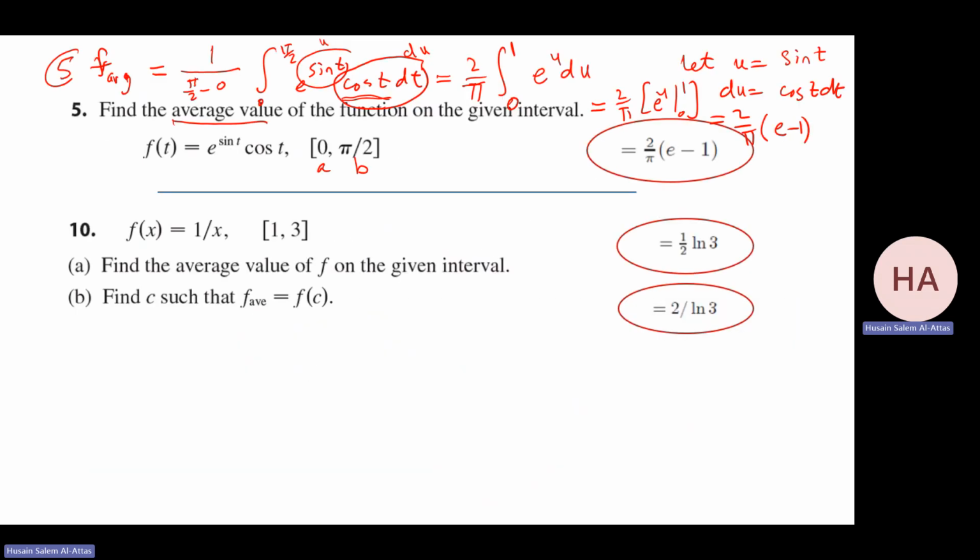Now he said find the average of this function. Okay, this is A, this is B. There is no need for 5.5 here. It will be quick. F average, part A, will be what? Integral of 1 over x dx from 1 to 3. And that gives me ln absolute value of x from 1 to 3.